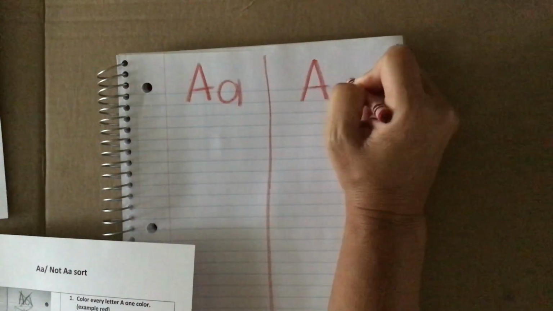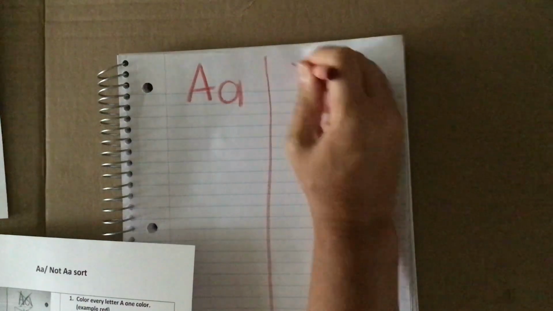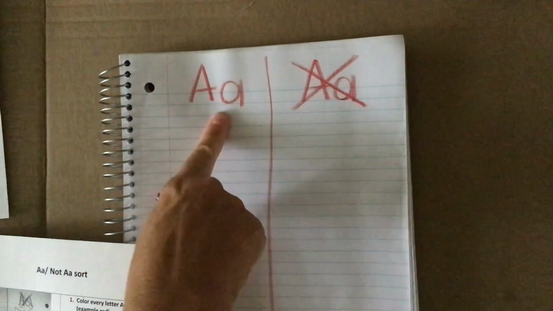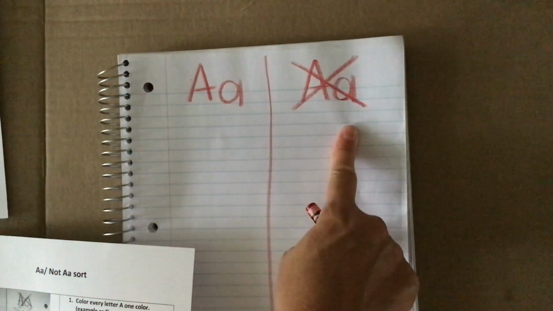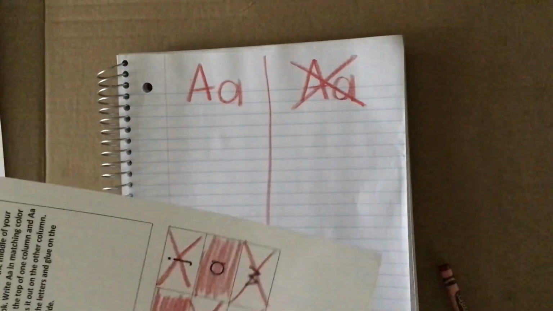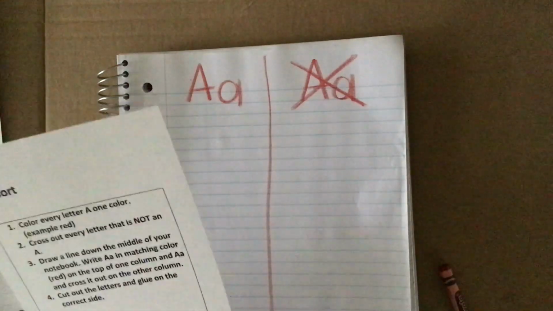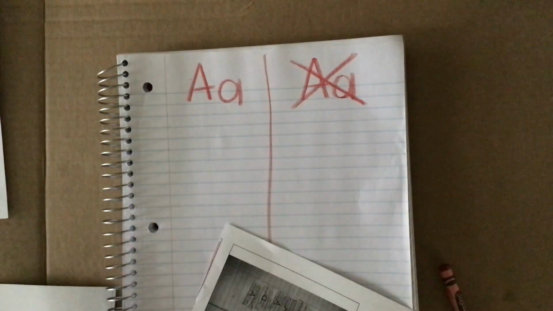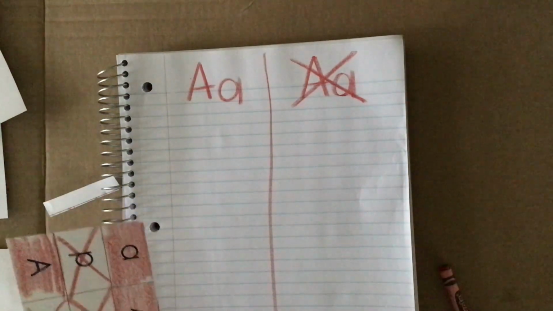And on this side of your paper, you're going to write an uppercase A in red and a lowercase a in red. And then over here, you're going to do an uppercase A and a lowercase a, but you're going to put a big X through it because you're going to sort letter A's, not letter A's. Okay? So what you do now is you're going to take your scissors and you're going to cut all of your letters out. And then you're going to glue them down under the right heading.